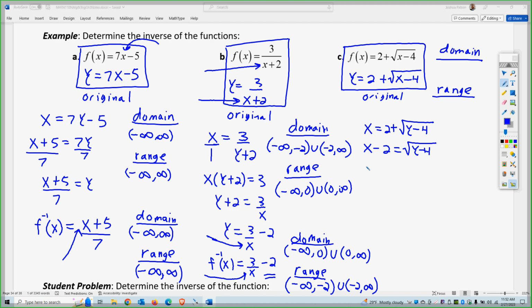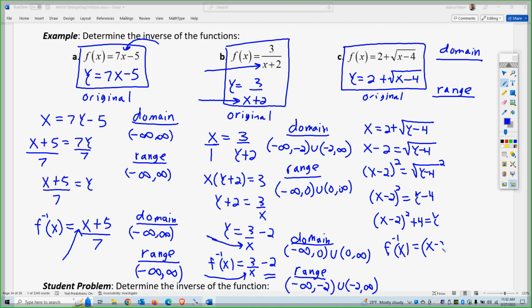So I'm going to square both sides. So I get x minus 2 squared equals the square root of y minus 4, squared. So I'm just going to keep the x minus 2 the way it is. I'm not going to multiply it out, and I'm just going to get y minus 4 on this side because the square and the square root cancel. So I get x minus 2 squared plus 4 equals y. So essentially, f inverse of x is equal to x minus 2 squared plus 4.